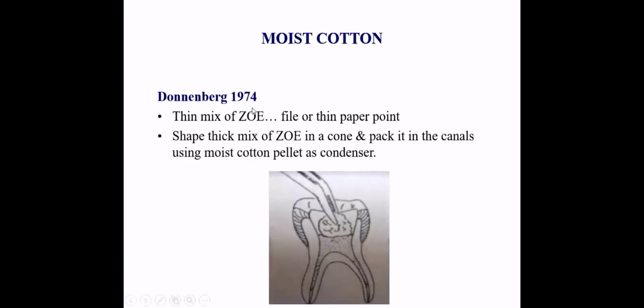Then next is the moist cotton technique. So here what we do is take a mix of zinc oxide eugenol and coat the entire surface of the root canal, or with thin paper points you can also coat the entire root canal with the zinc oxide eugenol. Then shape a thick mix of the zinc oxide eugenol in a cone. You can place a thick mix over here. Then nicely condense it with a moist cotton pellet. Nicely press it so that with the pressure the zinc oxide eugenol will start flowing into the root canal.